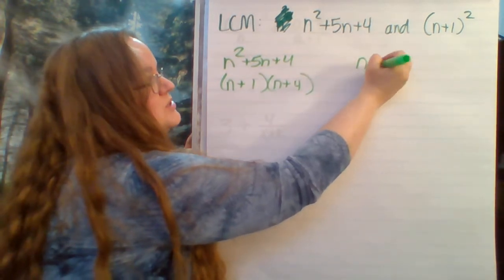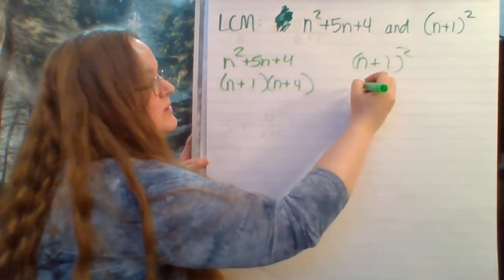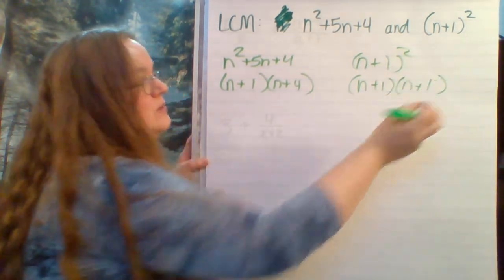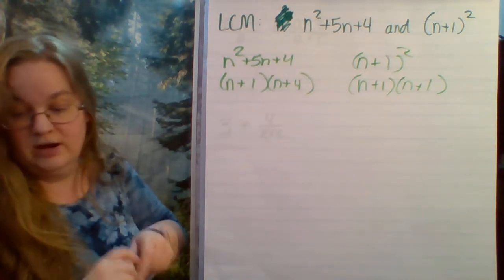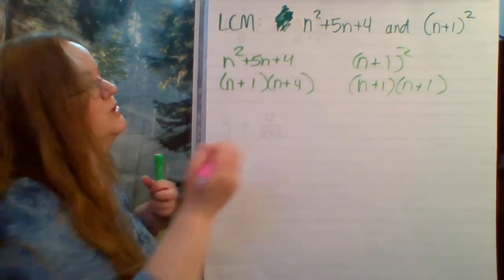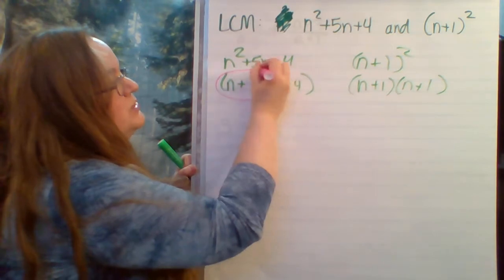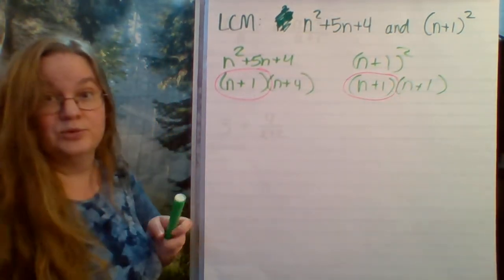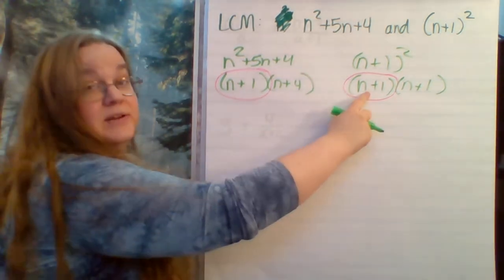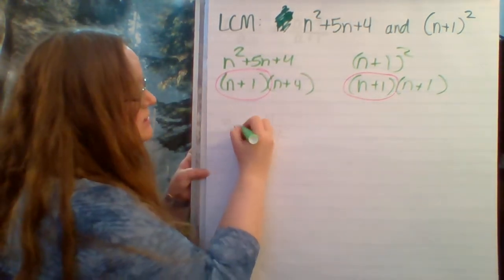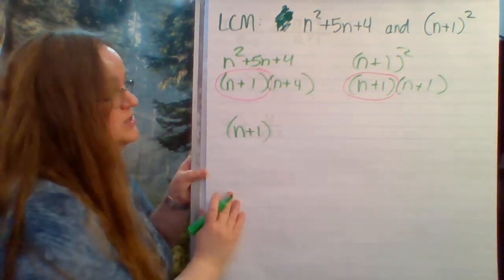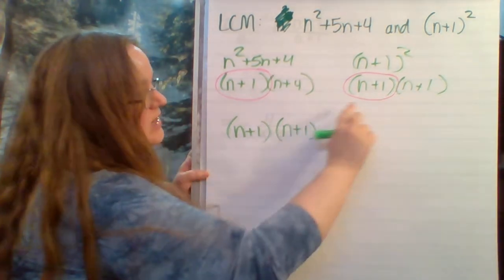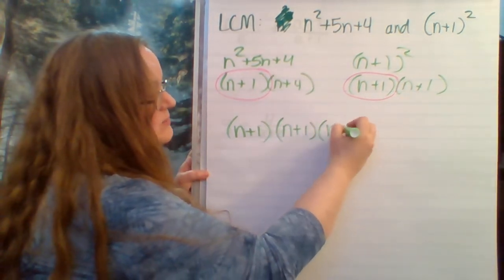The n plus 1 squared, remember, is n plus 1 times n plus 1. So what I want to do is look for what's common in both, because I don't want to count that twice. So I have an n plus 1 here and an n plus 1 here. Okay. So the rule is whatever's in common, I only count once. So my least common multiple is going to have the n plus 1 in it. And then I am going to include what's not included. So n plus 1 and an n plus 4.